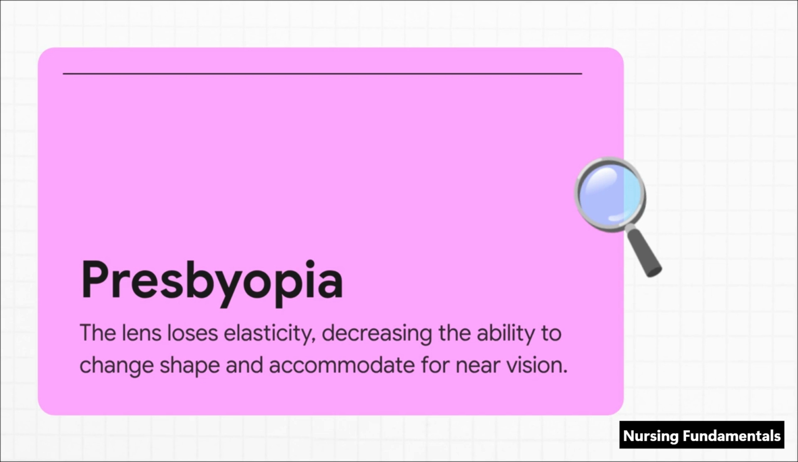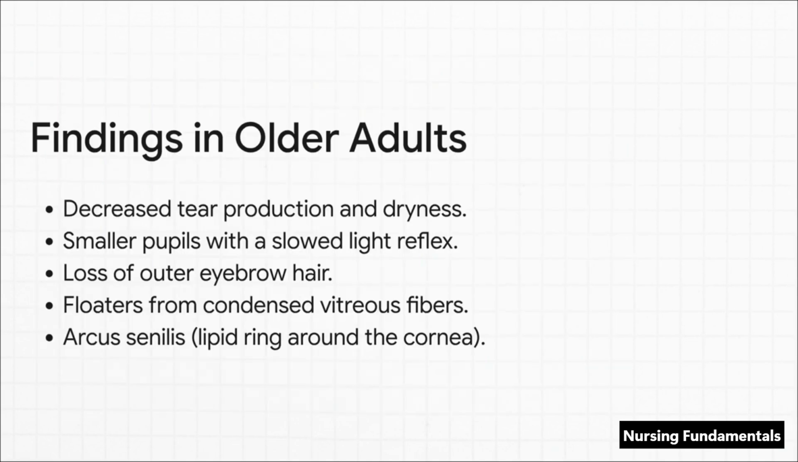The lens inside the eye, which used to be all soft and flexible, starts to get stiff, kind of like old glass. It just can't change shape as easily anymore to focus on things up close. Hence, the reading glasses. And you're going to see a bunch of other things in older adults that are totally normal, so don't freak out.